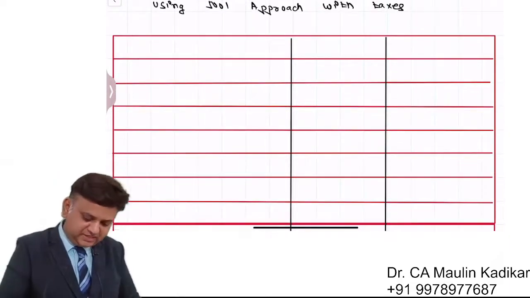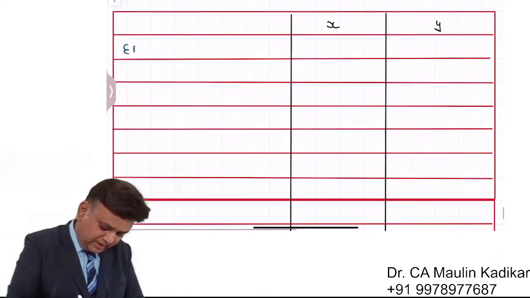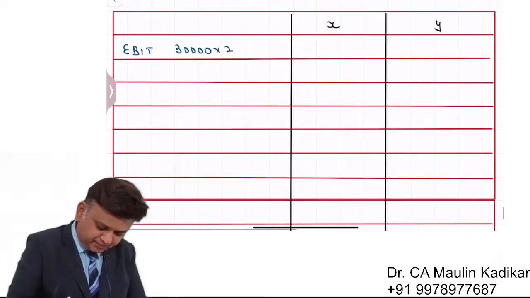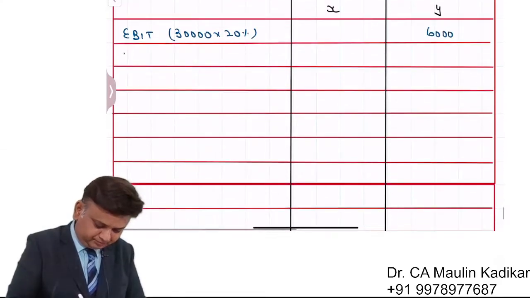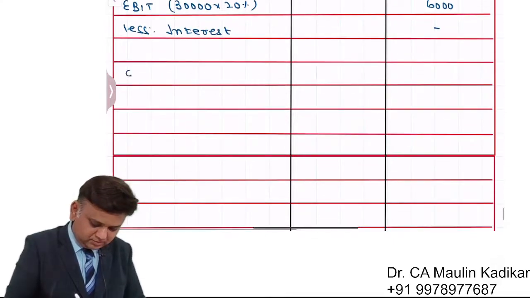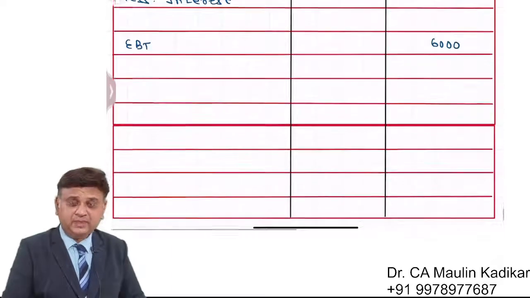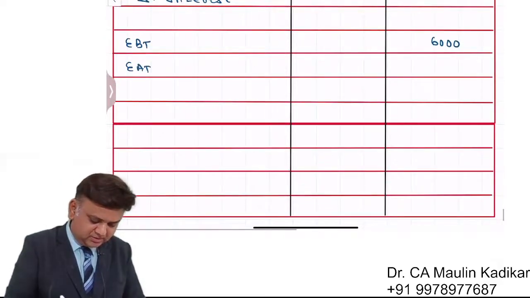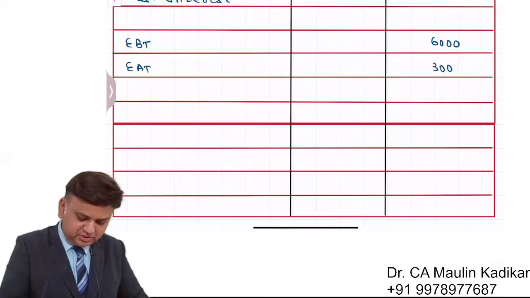Again, there are two companies X and Y. We start with the operating income. It is 30,000 into 20 percentage, 6,000, less interest, 0. Earning before taxes is 6,000. Earning after taxes is half because the tax rate is 50 percentage. So this is 3,000.